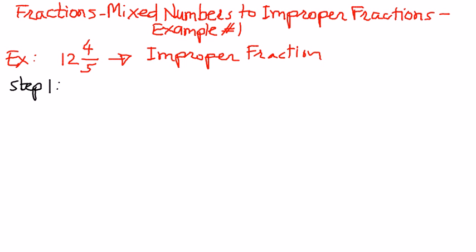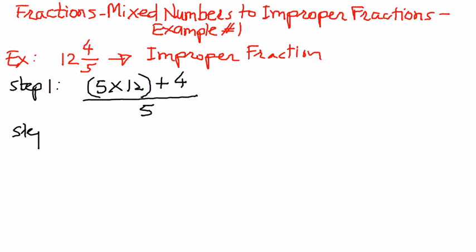We want to take the number in the denominator of the fraction, which is 5, multiply it by the number on the side, which is 12, take the product of that and then add it to the numerator of the fraction, which is 4, and then divide the whole thing by 5, like that. So that is how we want to write it out. So therefore, in step number 2, we're going to simplify all of that.